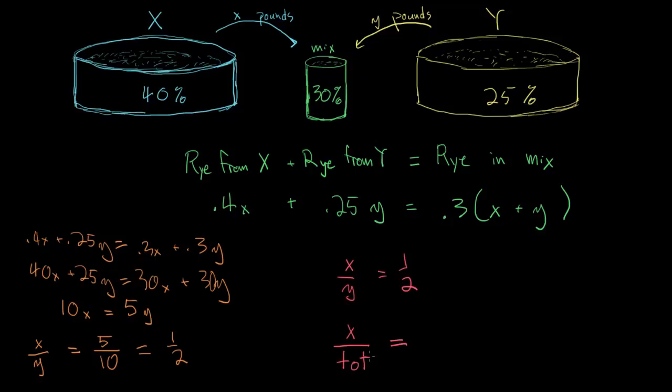So as a ratio, x over total, let's think about it. For every 1 pound of x, there are 2 pounds of y. So for every 1 pound of x, how many total? Well, there are the 2 y's and the 1 x. So the x to total is 1 to 3. And that's what we want, right? x over total is 1 over 3. And as a percentage, that means the percentage of this whole thing that came from x is 33 1/3%. And that's what we're looking for.